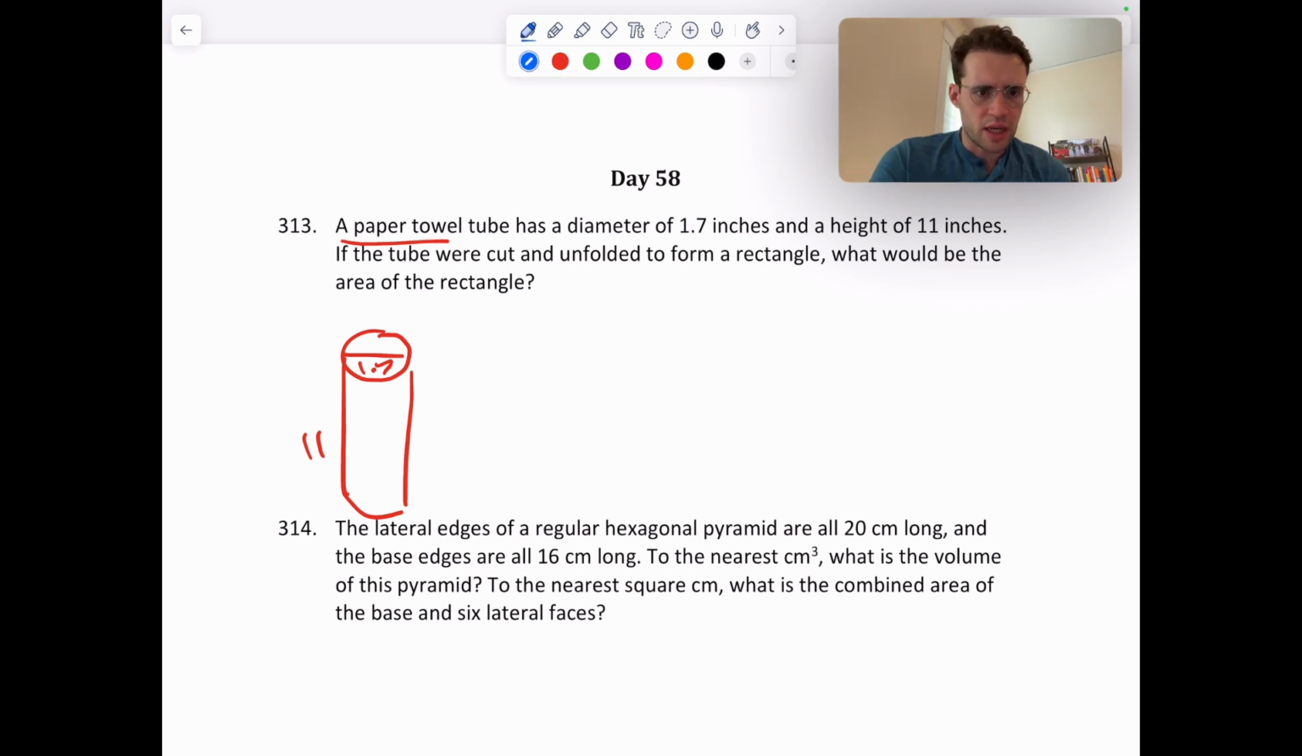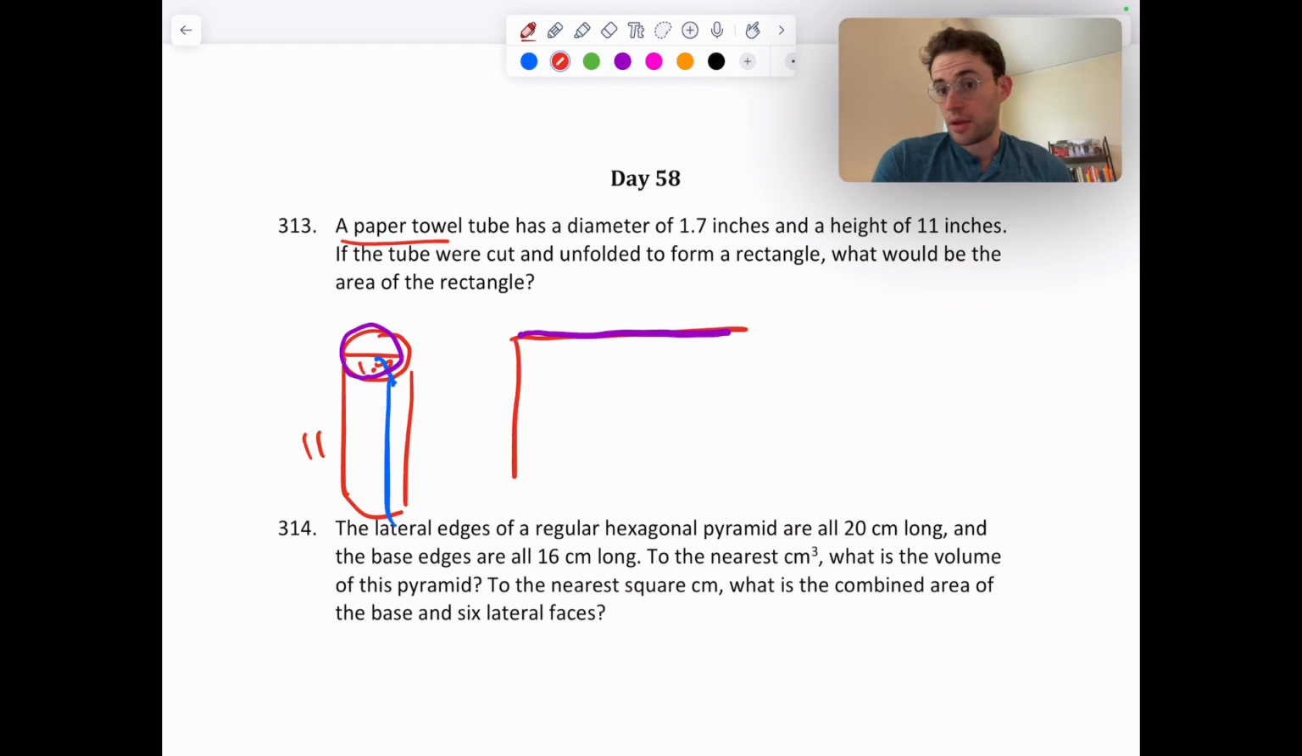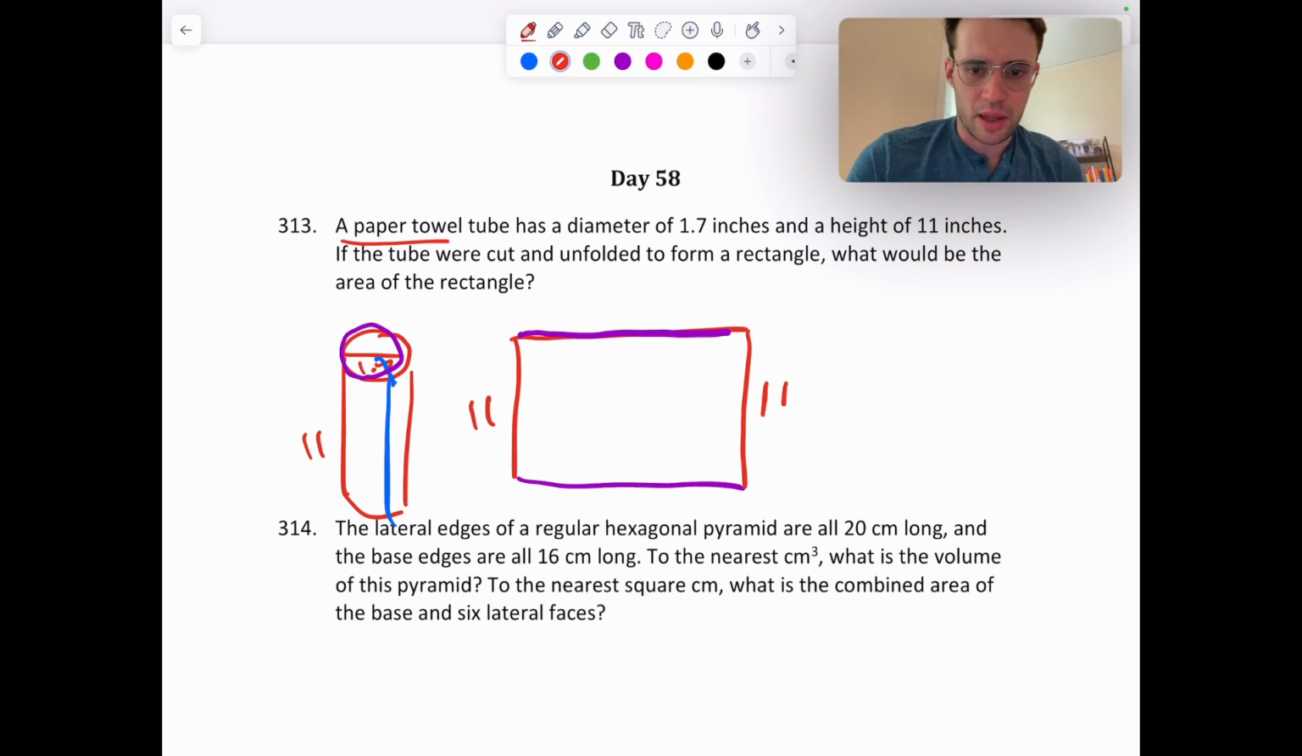So I guess we're just cutting it in one part of it and then down, and then you're going to be unspooling it. So what was the circumference will now be one of the lengths of it. And then the height will remain as the width. So we started with the cylinder and now we have this rectangle. This side is still going to be 11. And then up here, that's not going to be 1.7.